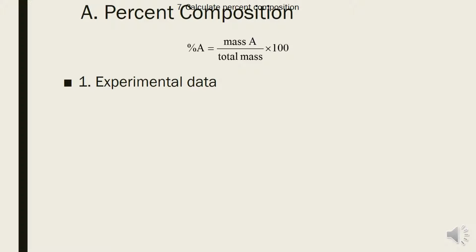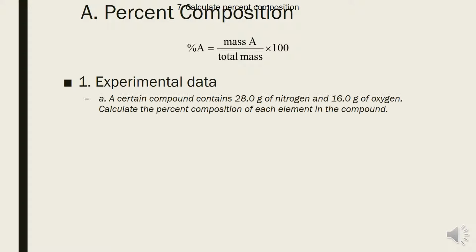The first way we might find a percent composition is from experimental data. For example, we're told a certain compound contains 28.0 grams of nitrogen and 16.0 grams of oxygen. It says to calculate the percent composition of each element in the compound. So if I want to find the percent composition of nitrogen, I'm simply going to take the mass of nitrogen divided by the total mass of the compound and multiply by 100.